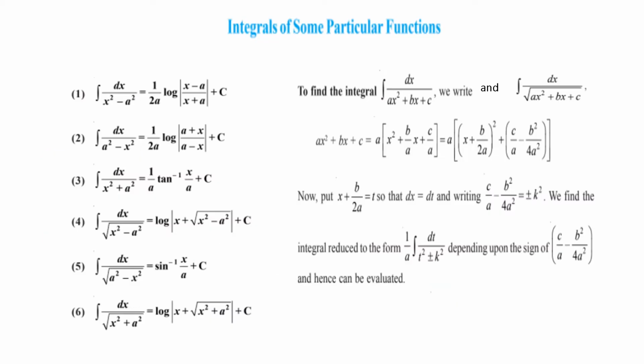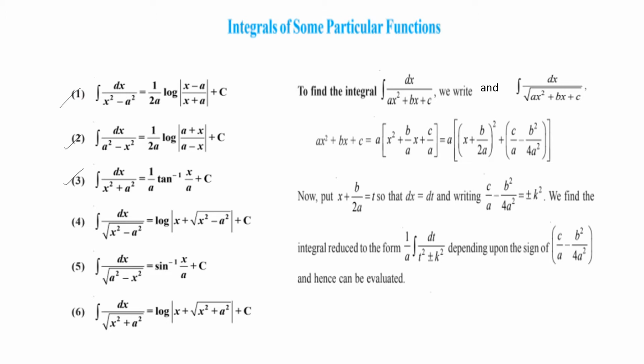For integrating 1 upon quadratic and 1 upon under root quadratic type of equations, we will be using a set of formulae. These formulae will be one of the forms that we obtain by completing the square of the quadratic. If we can get a form of the type dx upon x square minus a square, then the formula will be 1 upon 2a log mod x minus a upon x plus a plus c. And if the integral is of the form dx upon a square minus x square, the formula will be 1 upon 2a log mod a plus x upon a minus x plus c.